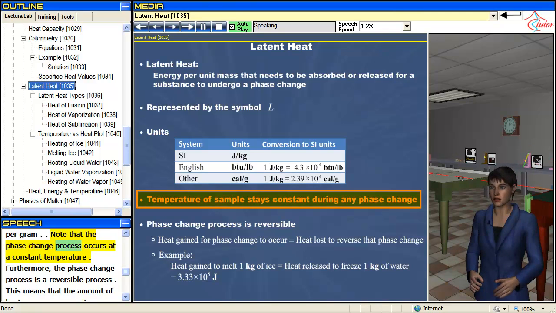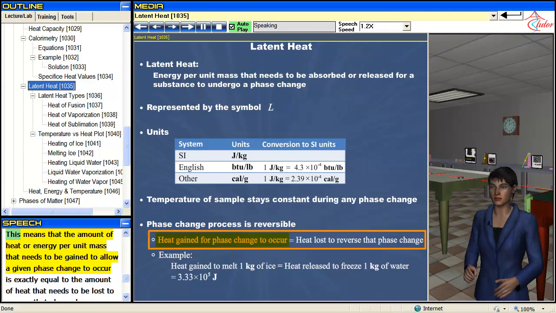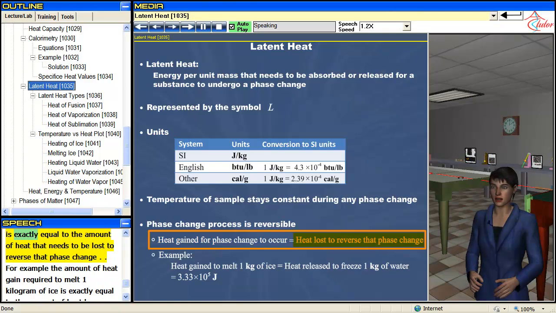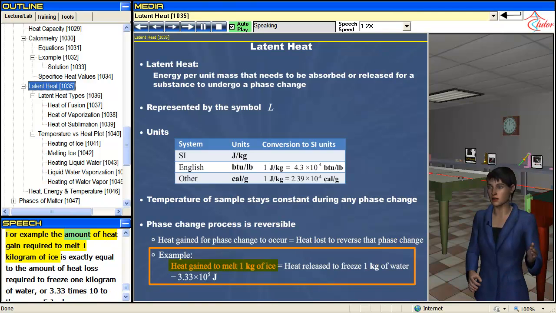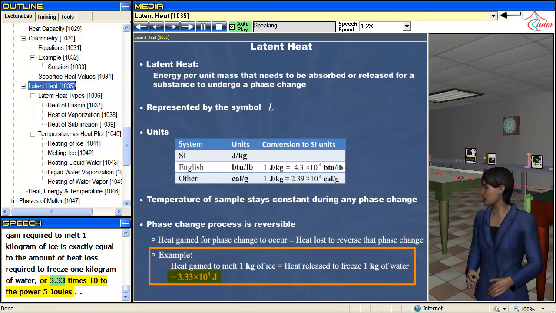Note that the phase change process occurs at a constant temperature. Furthermore, the phase change process is a reversible process. This means that the amount of heat or energy per unit mass that needs to be gained to allow a given phase change to occur is exactly equal to the amount of heat that needs to be lost to reverse that phase change. For example, the amount of heat gain required to melt 1 kilogram of ice is exactly equal to the amount of heat loss required to freeze 1 kilogram of water, or 3.33 times 10 to the power 5 joules.